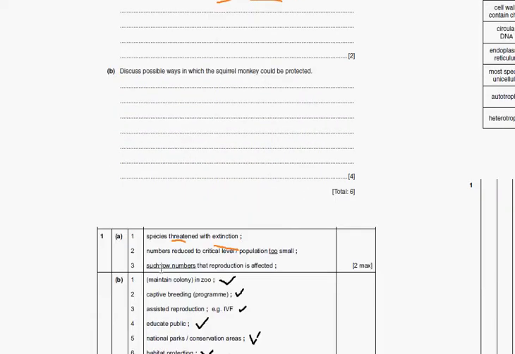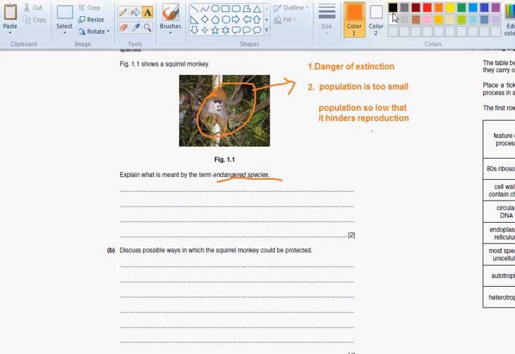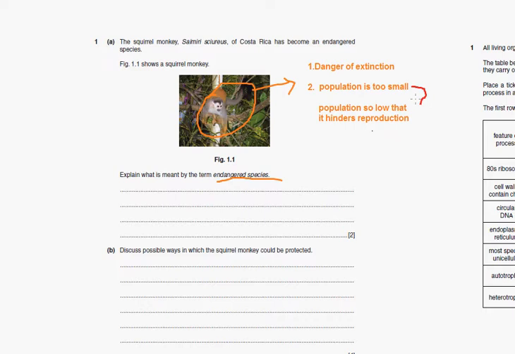Okay, and the third point is, I mean, the third point is not a point actually. It's just supporting the second point. So the population is so low that it hinders reproduction. We know that when an organism is unfit, it cannot pass on its genes, right? So that's the point here. So the population is too small, and because it's too small, the population is so low that reproduction is hindered. So that's the definition of endangered species.